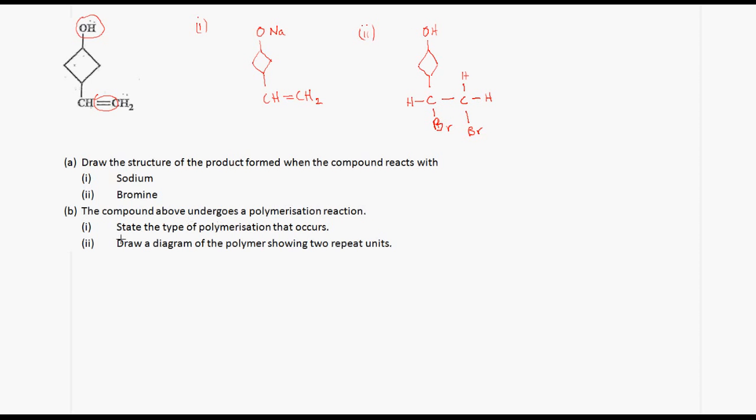In part B now, the compound above undergoes a polymerization reaction. State the type of polymerization reaction that occurs. Now remember, we have two types of polymerization. We have addition polymerization and condensation polymerization. As soon as we see we have a double bond, we expect it to undergo an addition reaction. And so the first part here, state the type of polymerization. So it's an addition polymerization. So it's addition. And draw a diagram of the polymer showing 2 repeat units.